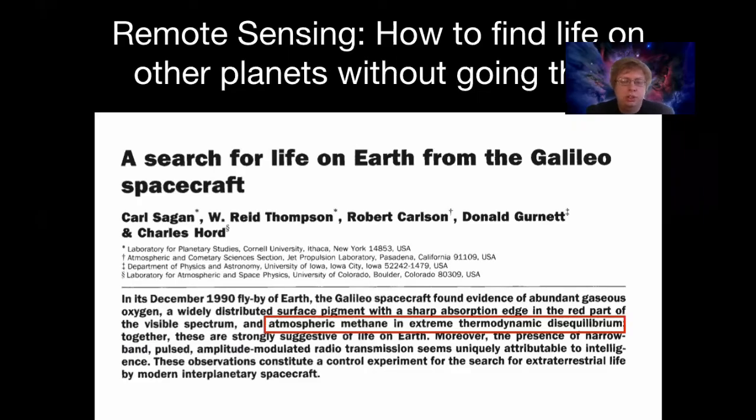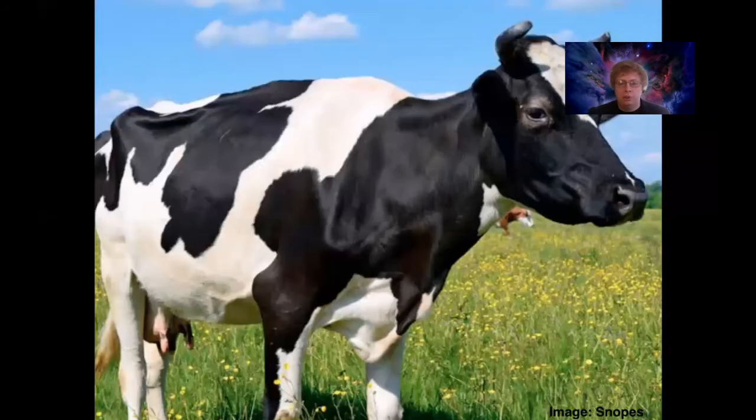Carl also noted the presence of atmospheric methane in extreme disequilibrium. So what does that mean? Methane is a gas that's released by animals, such as cows, in our excrement. And the fact that it's in disequilibrium means that unless there's something rapidly producing lots and lots of methane, like cows, sheep, humans, etc., then it should not be there. There's too much methane to explain naturally. So the fact that there's this disequilibrium, there's more methane than there should be, indicates that something biological is happening.